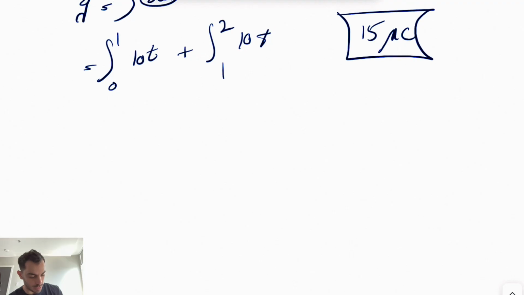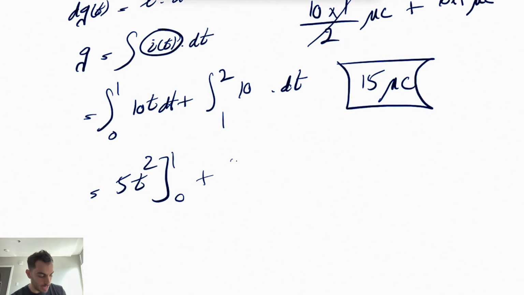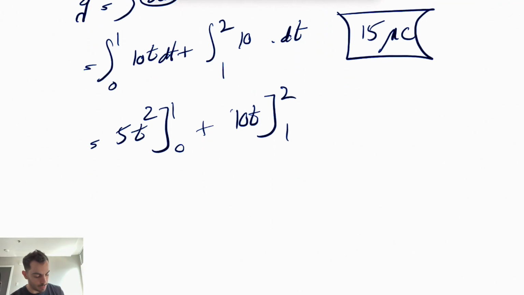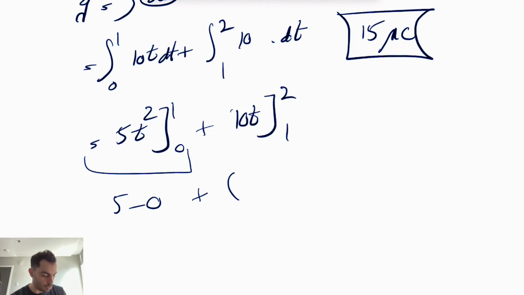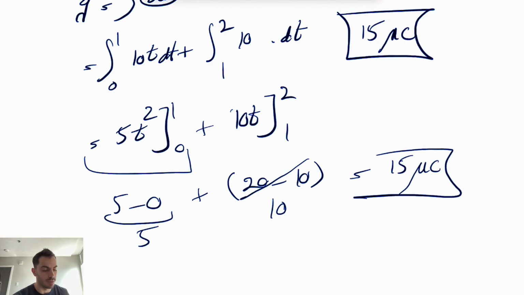So if we integrate, we get 5t squared from 0 to 1, plus the integral of 10 dt, which gives 10t from 1 to 2. From the first part, we get 5 minus 0, and from the second part, 10 times 2, 20, minus 10. This is 5 and this is 10, and we get the same 15 microcoulombs that we got in the previous part.